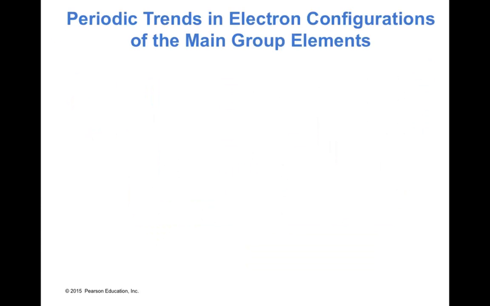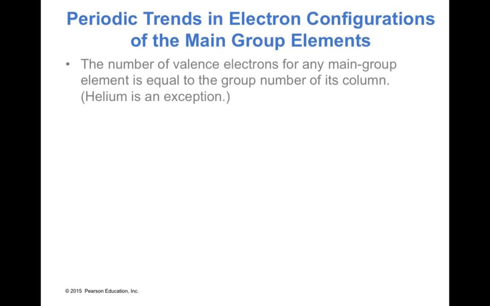So let's talk about the periodic trends in the electron configurations of the main group elements. The number of valence electrons for any main group element is equal to the group number of its column, with the exception of helium.